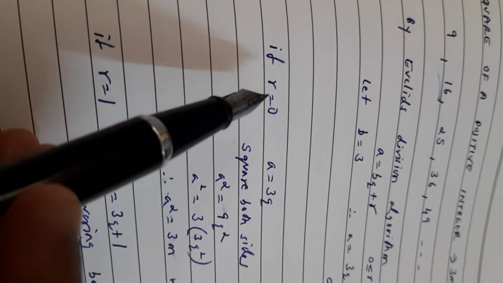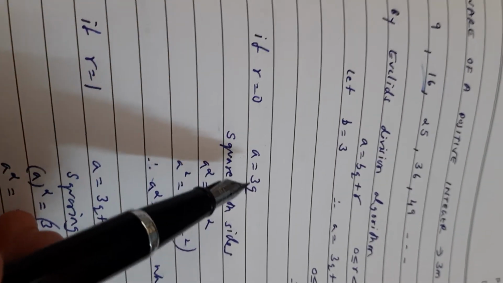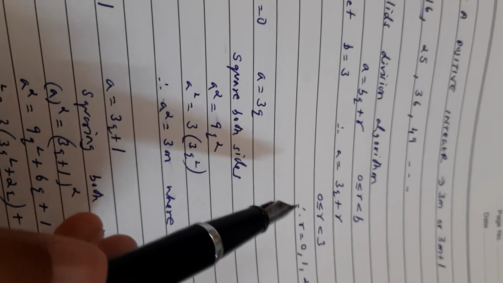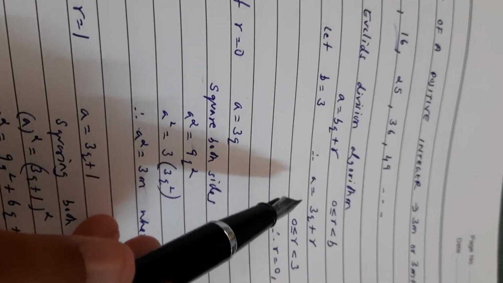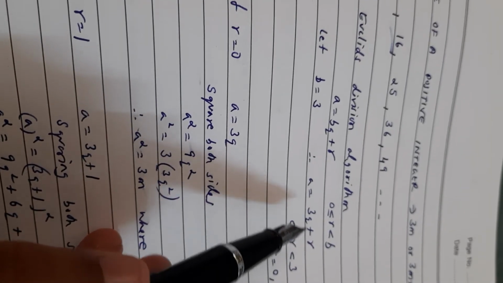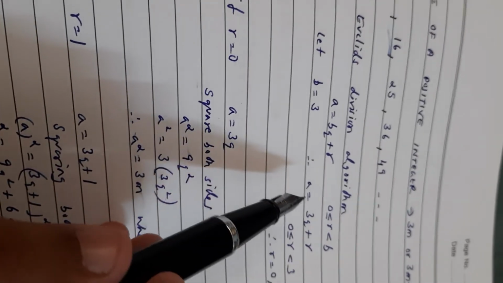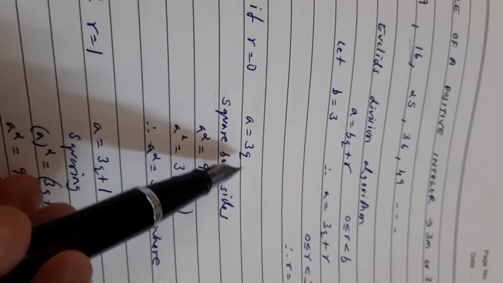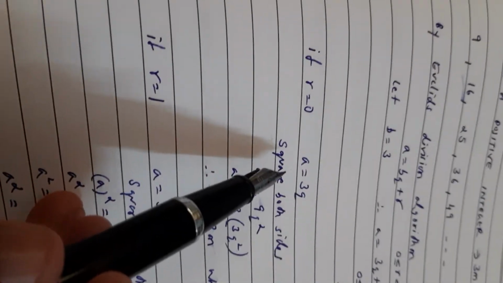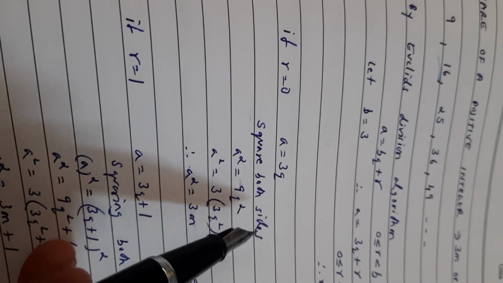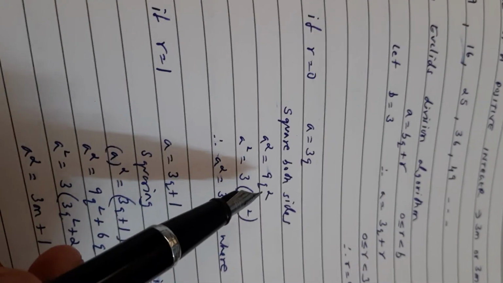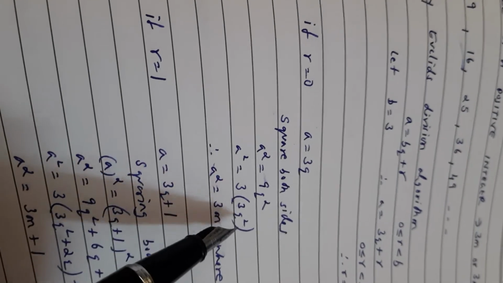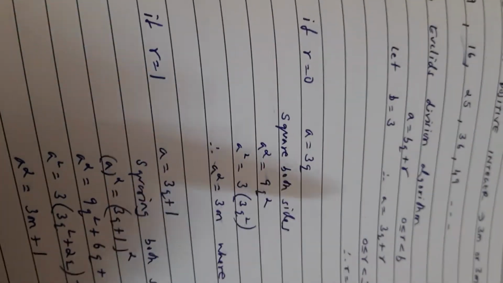Case 1, if r is 0. If r is 0, what will happen? a will become 3q plus 0. The plus 0 is neglected because there's no point in putting a plus 0 there, because the value will not change. So we can just write a equals 3q. Now as per the question, we have to square both sides. So a square is 9q square. And now this 9 can be split into 3 into 3q square, because the question demands that it has to be in the form of 3m.